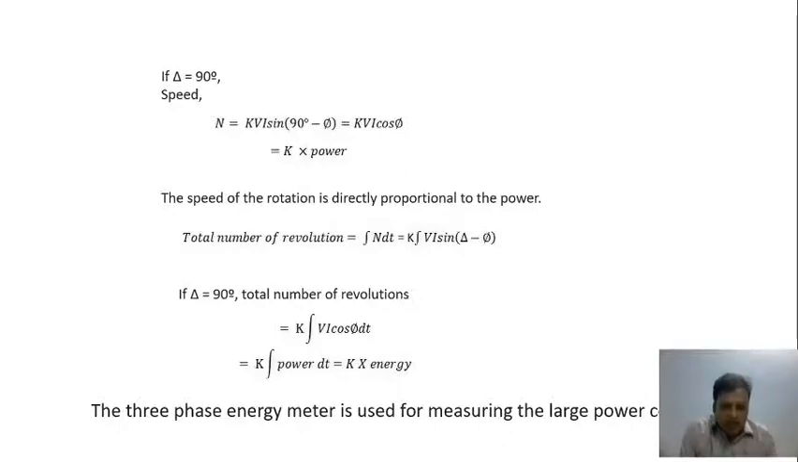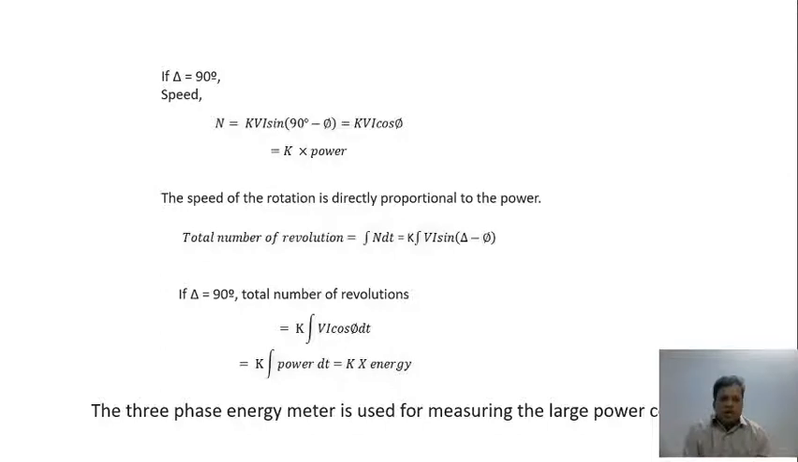Here delta is mentioned as 90 degrees, and sin 90 minus phi is cos phi. So instead of sin delta minus phi, we write cos phi. If this is taken care of, then we can easily get the total number of revolutions, as well as the energy being utilized by the household or factory. So here only the single phase energy meter is discussed.